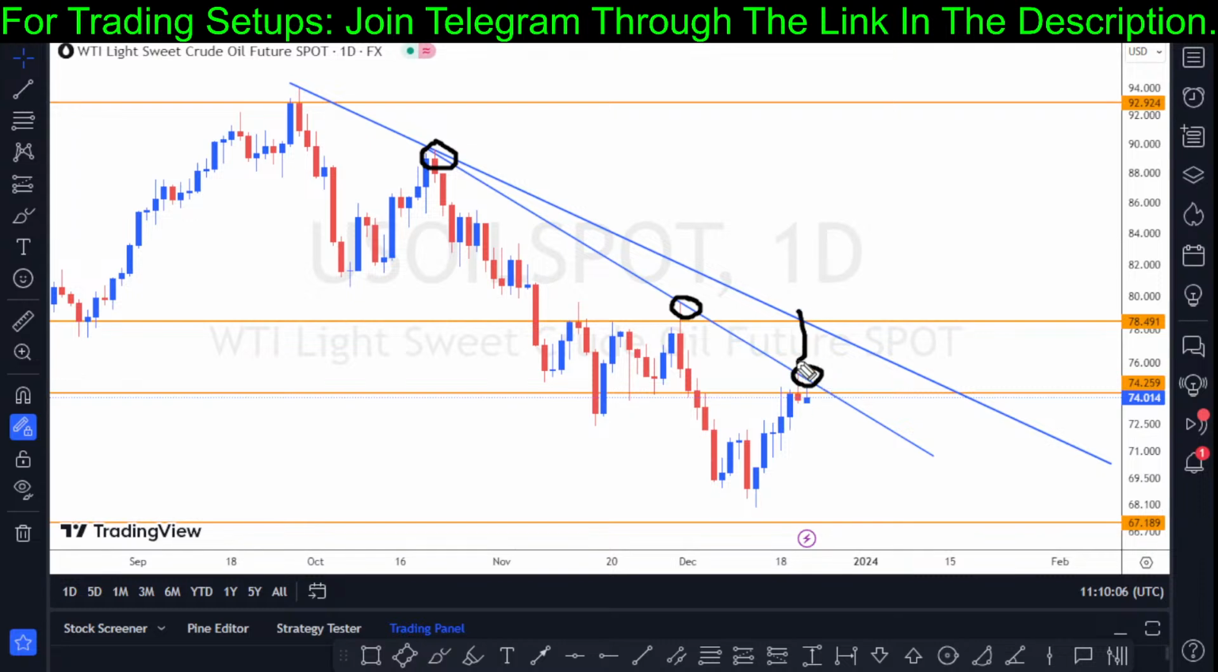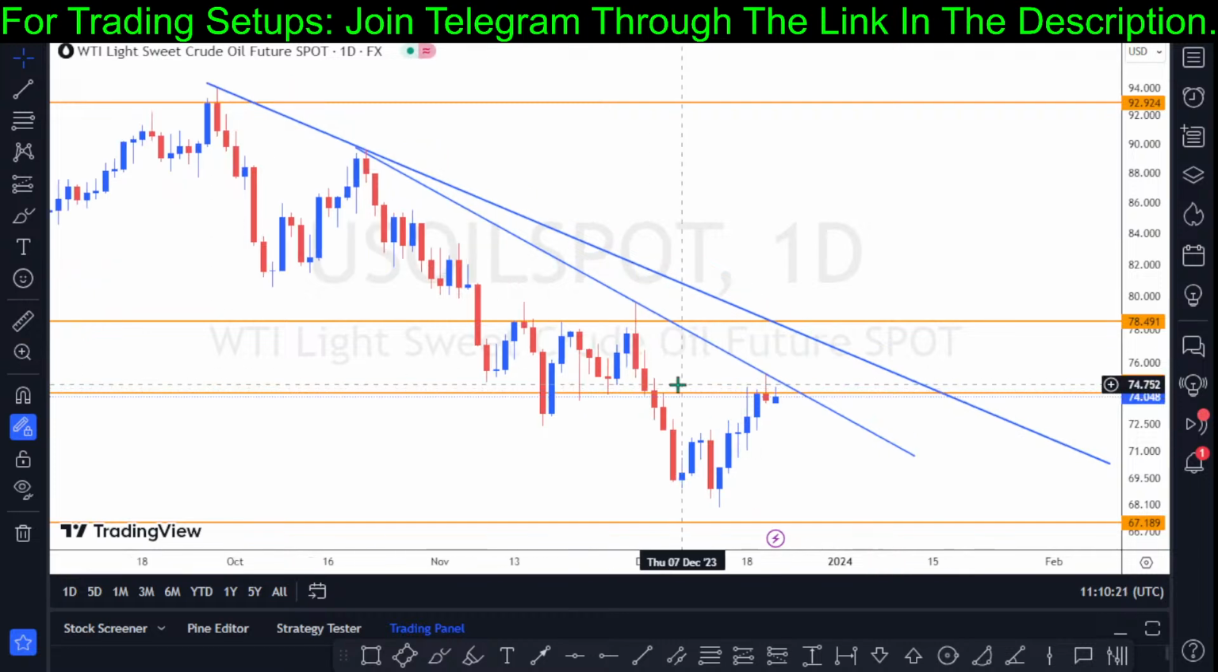So the entry right here, the test right here, is the test of confirmation of this downtrend trend line. It's a test of confirmation. Remember, it takes 2 points to construct a trend line and it takes 3 points to confirm a trend line. Now, let's zoom in a little bit.